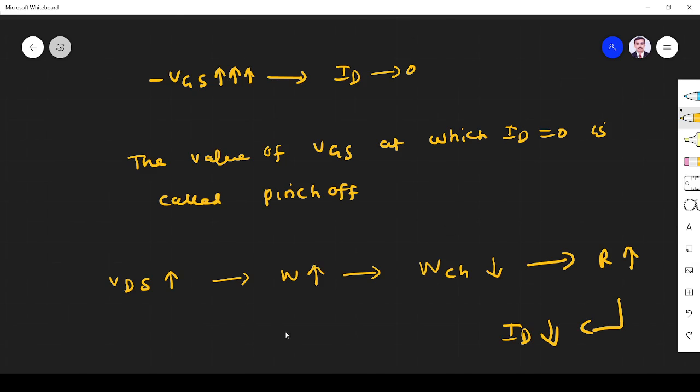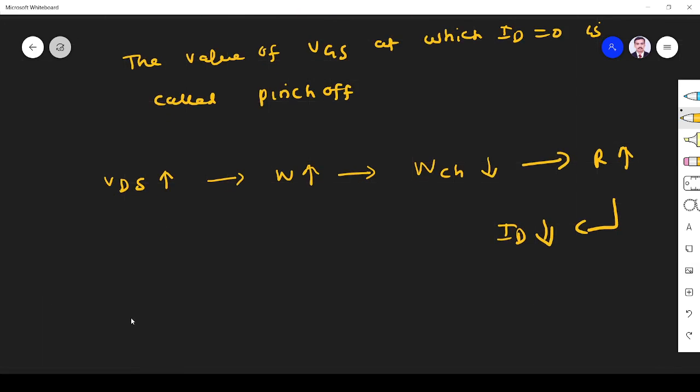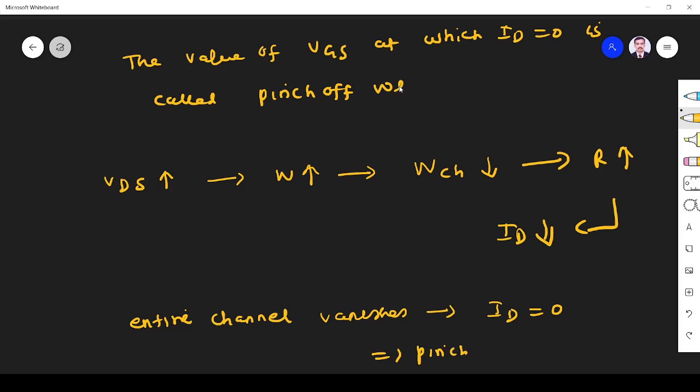Right? So when the entire channel vanishes, we call that pinch off. When the entire channel vanishes, what will happen to ID? There is no current flow. That is called pinch off. This is the pinch off voltage. This condition is called pinch off.